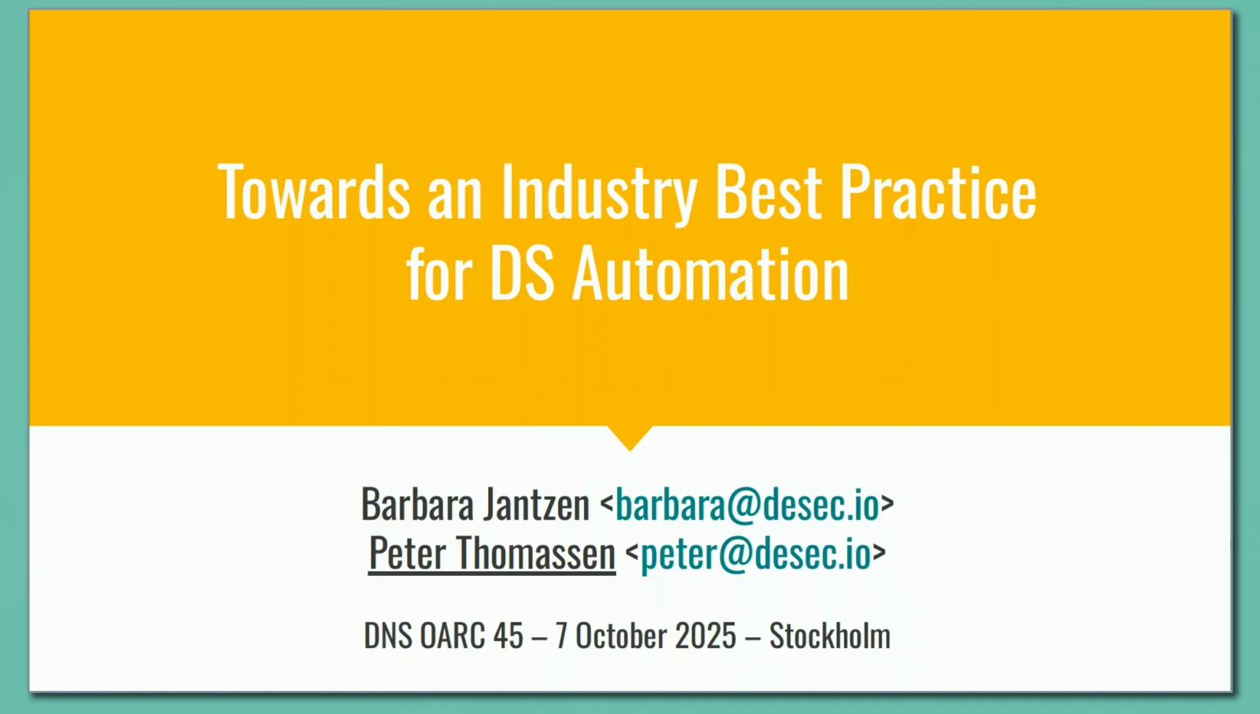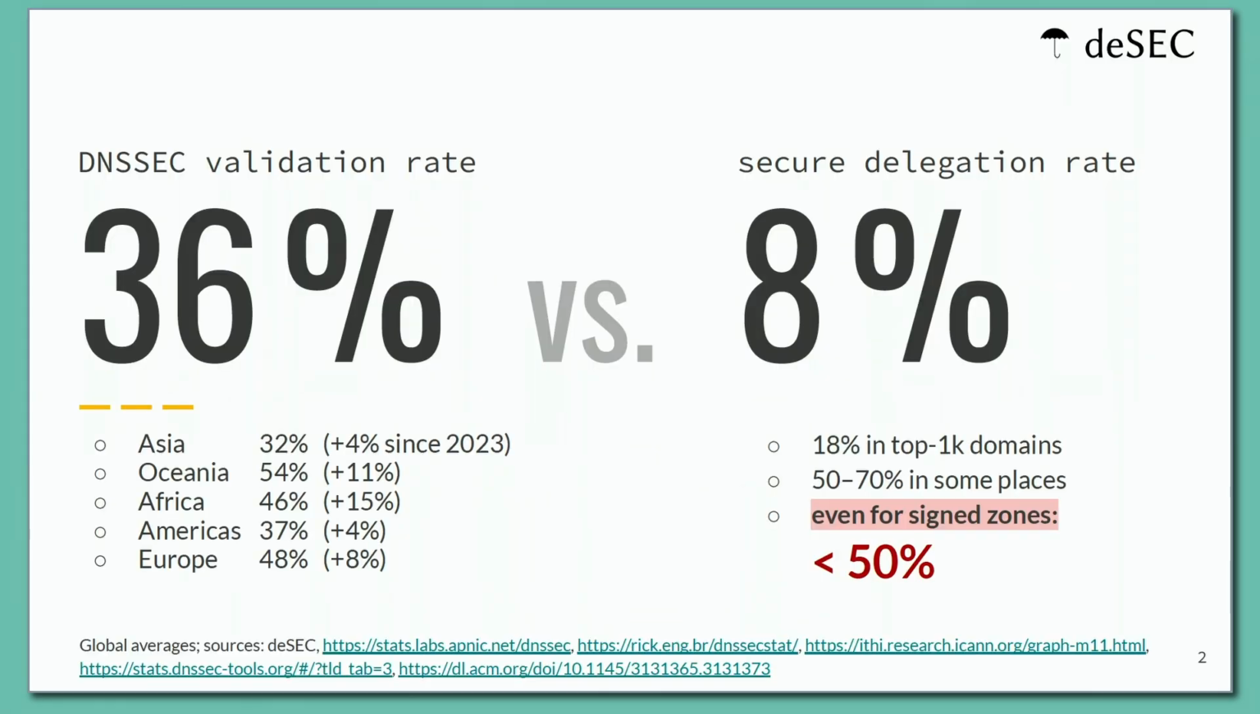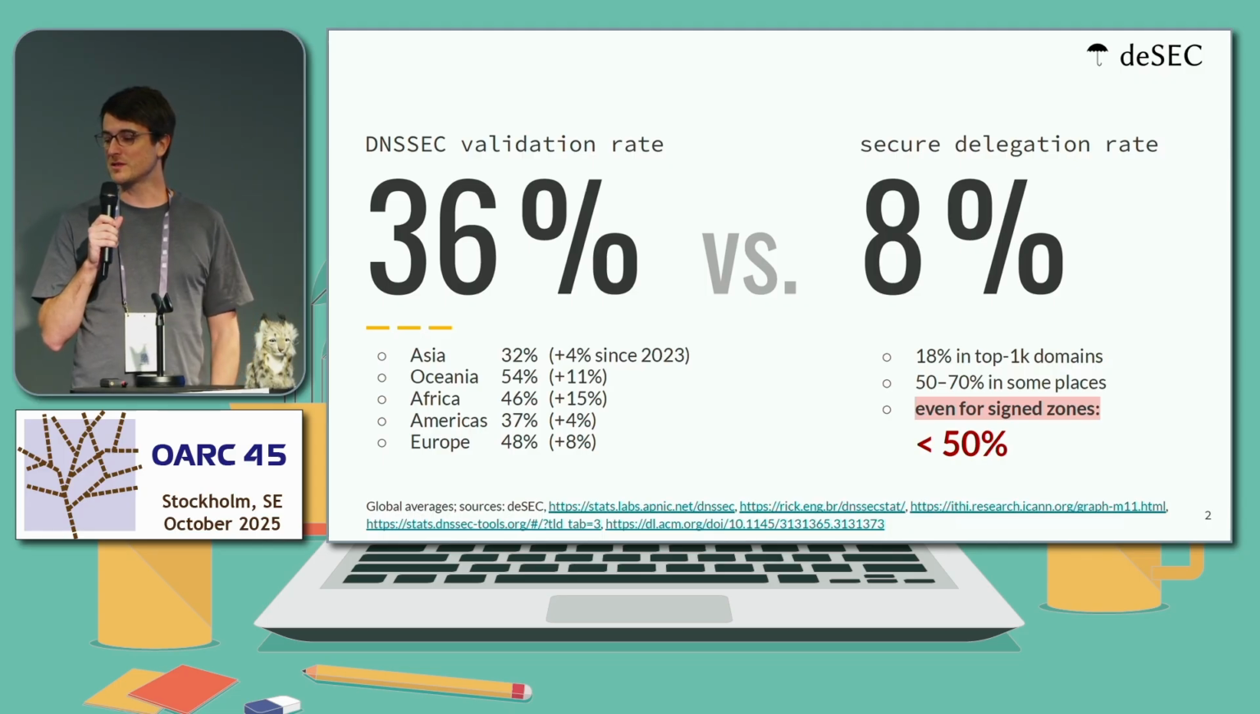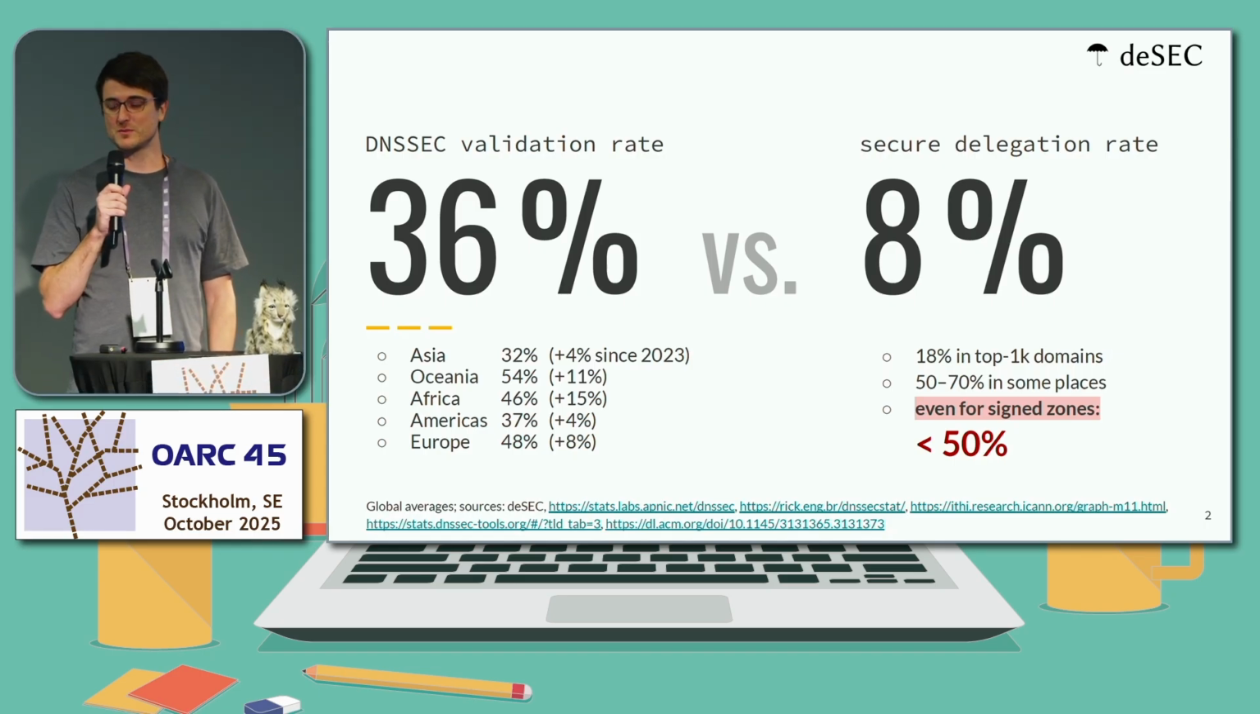I'm going to give a quick update on the document that we are working on in the IETF on how to best implement DS automation, which is automated DS provisioning. So I'm not going to say too much about these numbers. You all know what the DNSSEC deployment is like.